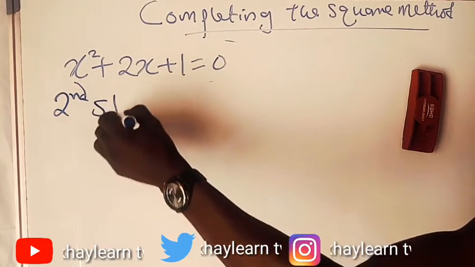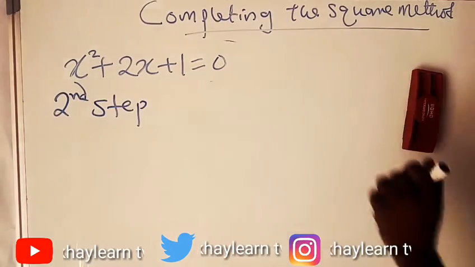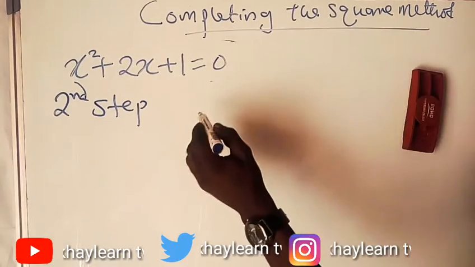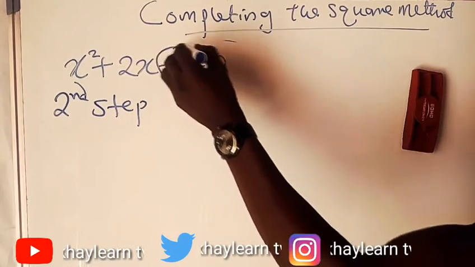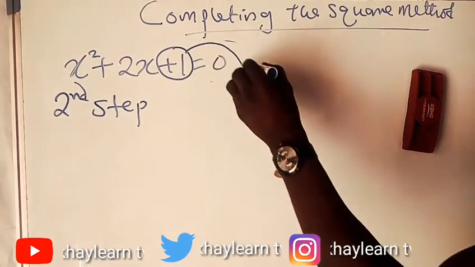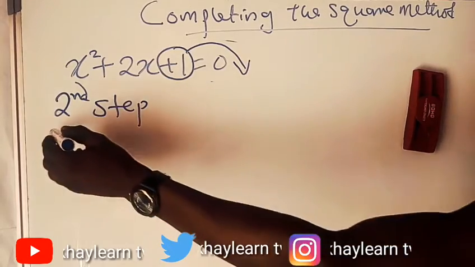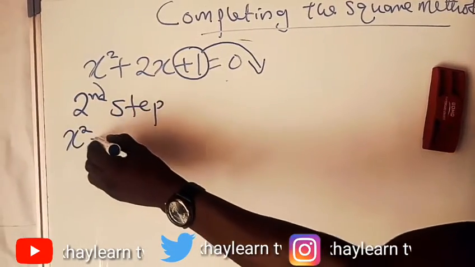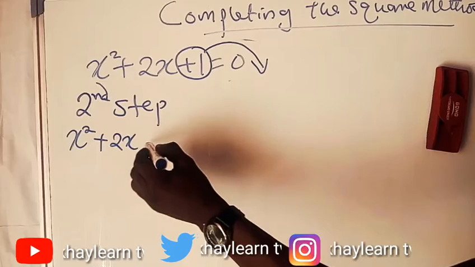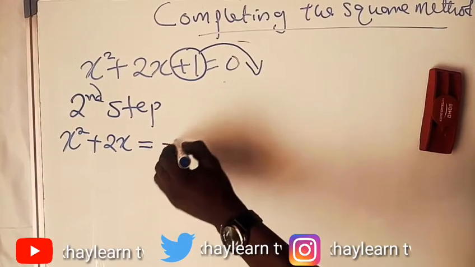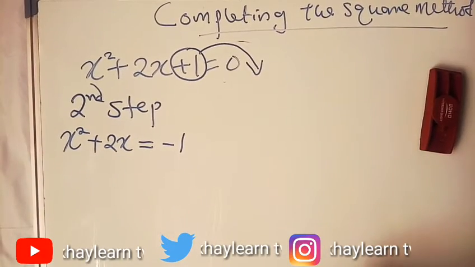The second step: we now take the constant term of the quadratic equation to the other side, where we are going to have x squared plus 2x equals -1.